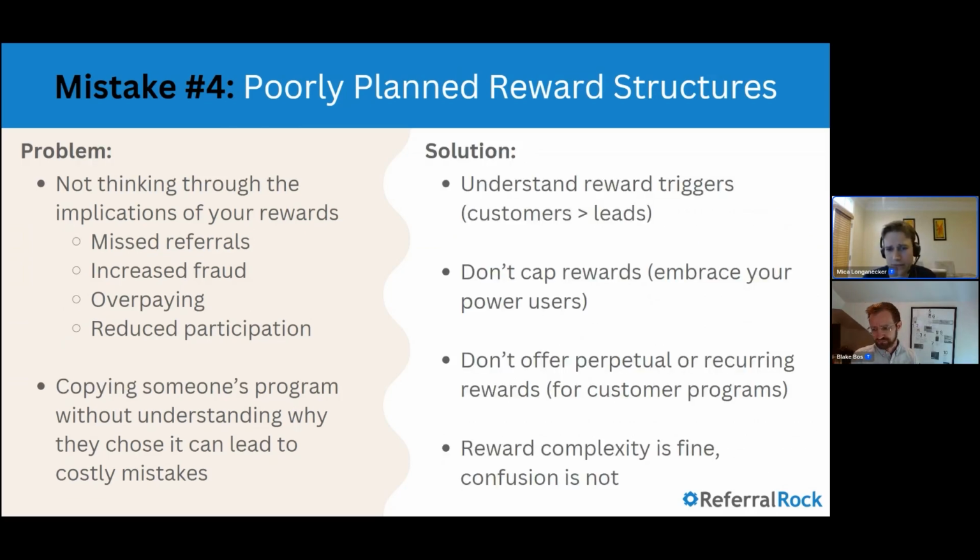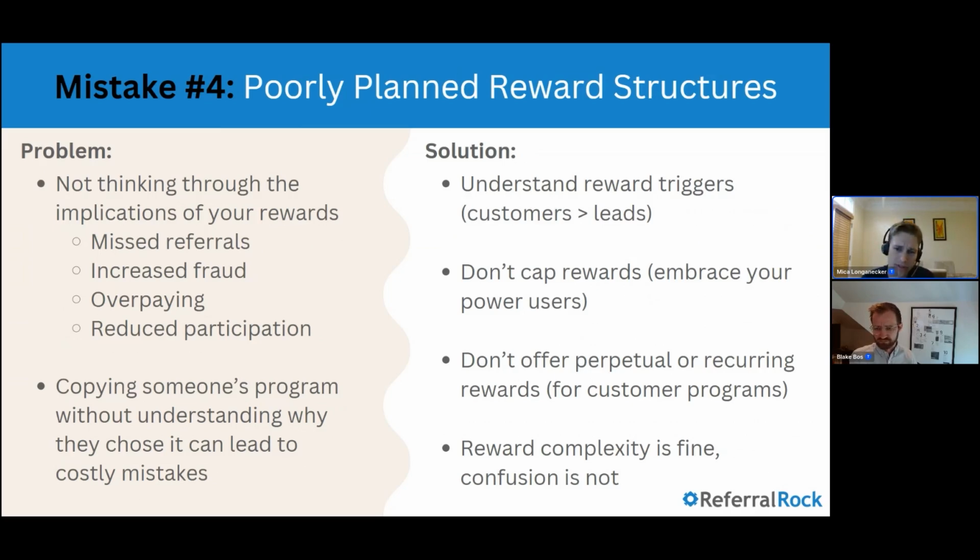A couple of recommended things we suggest: understand your reward triggers. It's almost always better to reward for a new customer than it is for a new lead. That's because you're getting paid versus when you're paying out. It greatly reduces fraud and it just makes a lot more business sense.